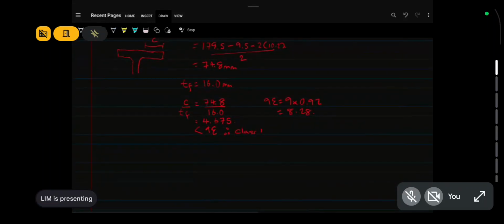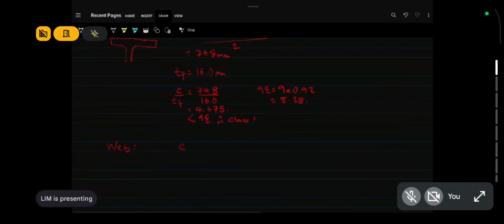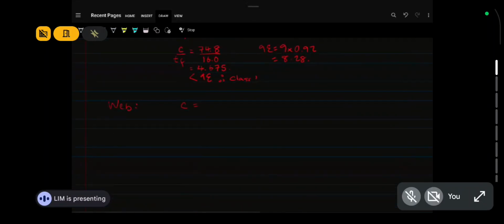Next, we do the web. Similar. You find C. Now, for the web, you have the root radius. Come down. It's this. That's C. So the C for the web, you can use your formula, but I will do the top half and then multiply by 2.